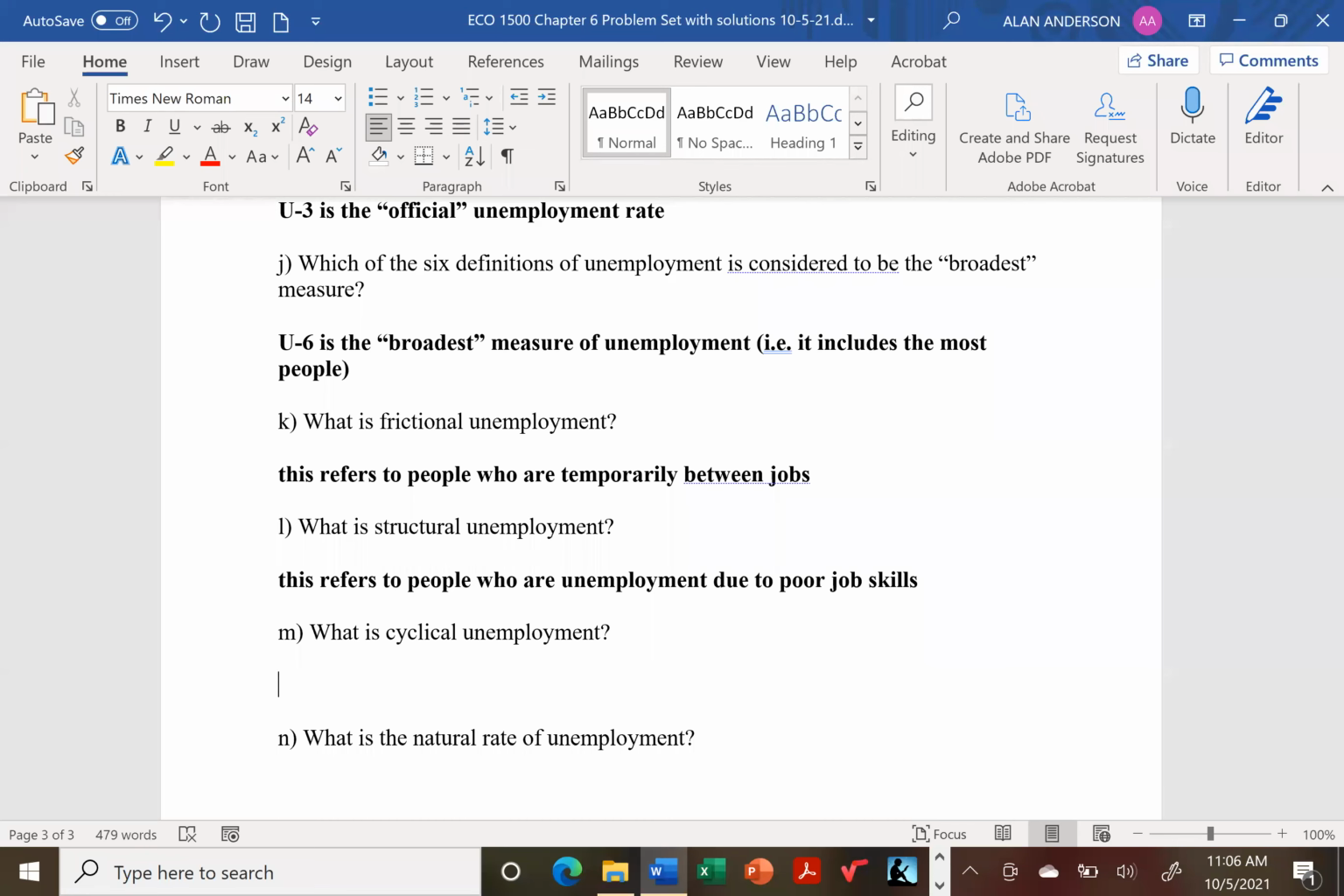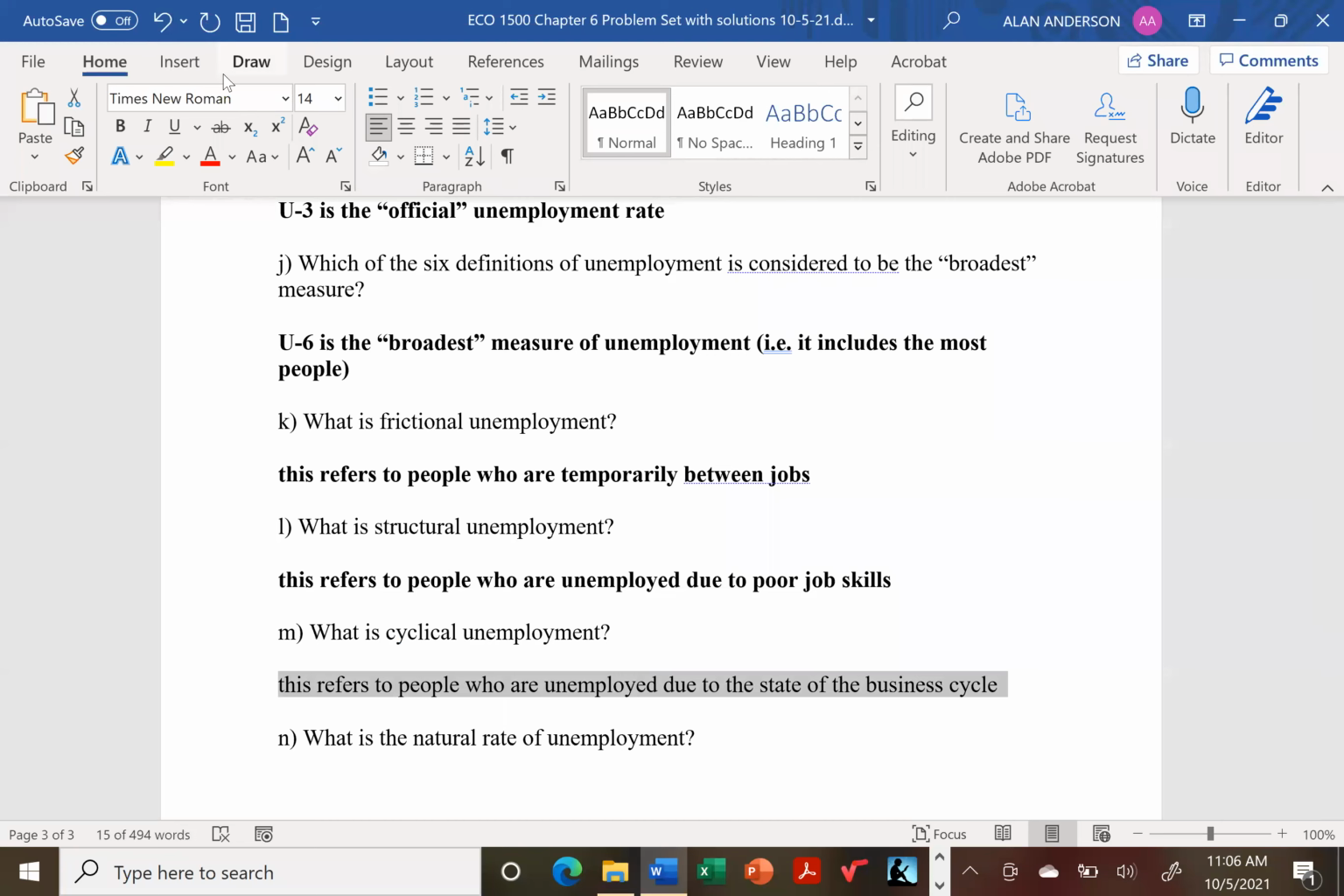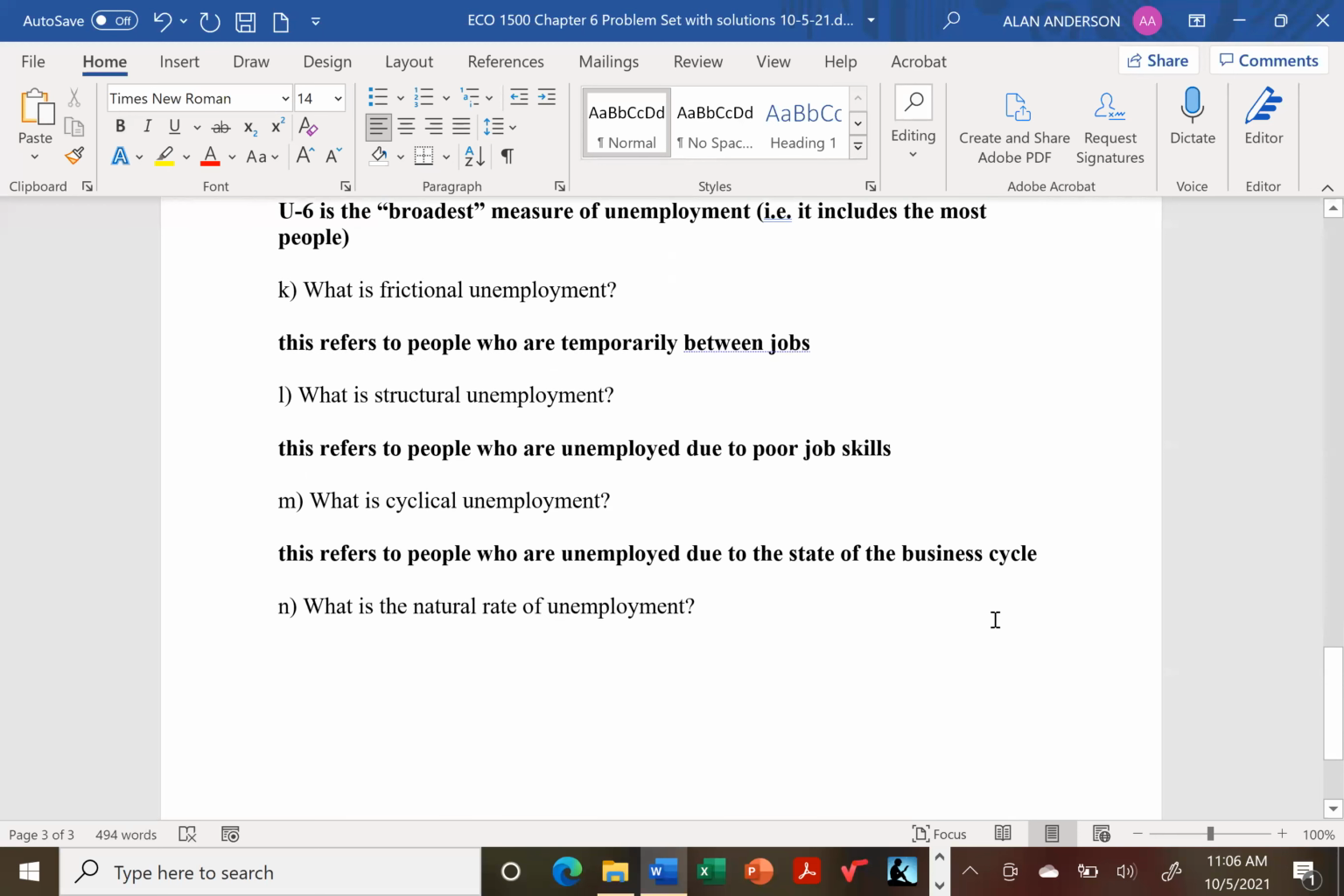And then finally, cyclical unemployment. This refers to people who are unemployed due to the state of the business cycle. That's where the word cyclical comes from, the business cycle. Okay, in other words, if the economy slows down, some people might lose their jobs. They're considered to be cyclically unemployed. Those are the ones who would benefit from things like more government spending, tax cuts, lower interest rates, that type of thing, which we'll be seeing a lot more of later in the course.